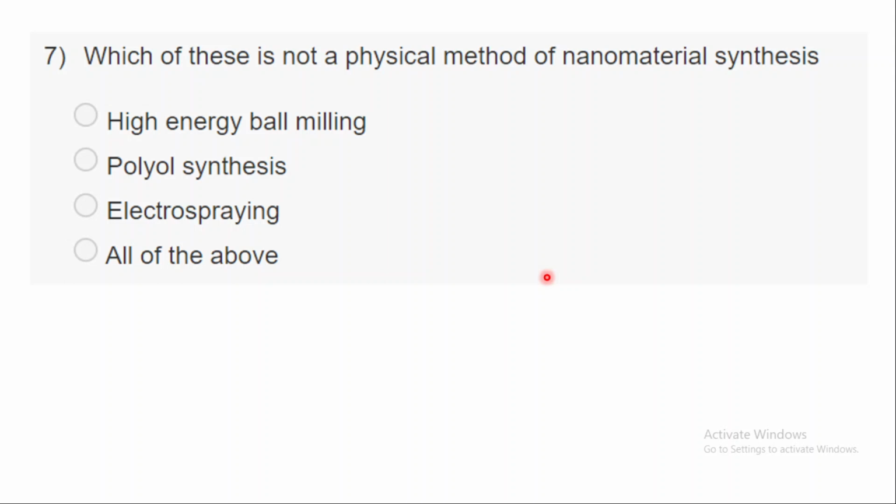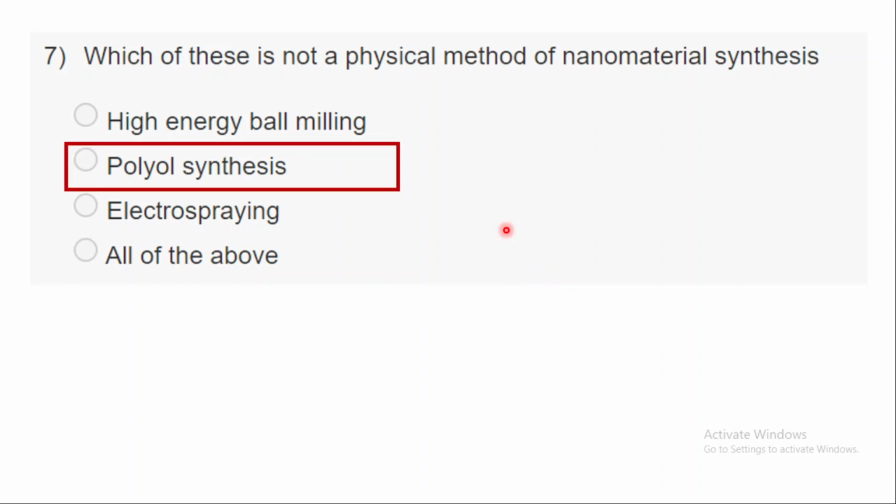Please try to recall your lessons from week 2, and which of these is not a physical method of nanomaterial synthesis. Even if you apply your logic, it will be very easy to just find out the option which will be a physical method and which is not a physical method. Okay, we have some answers already. Unanimously, answer goes for option B. Option B, polyol synthesis. Okay, so many answers. Let's see what is the correct answer.